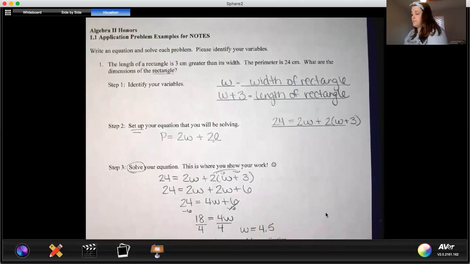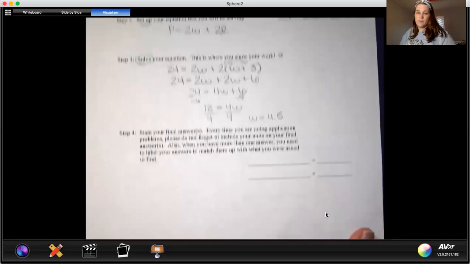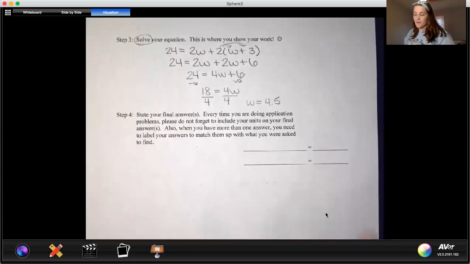Step 4, you're going to state your final answer or answers, and every time you're doing an application problem, you need to make sure you do not forget your units on the final answer. And when you have more than one answer, you need to make sure you label your answers to match what you're being asked to find, okay?